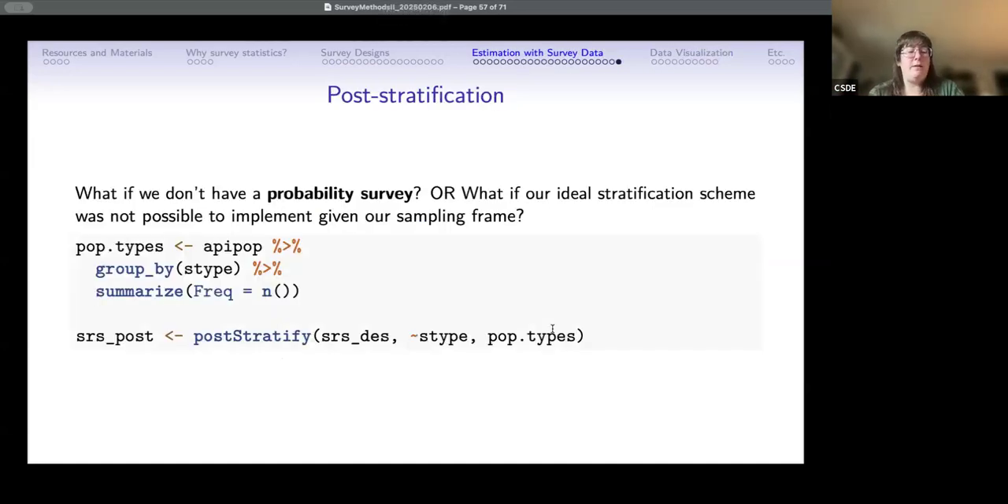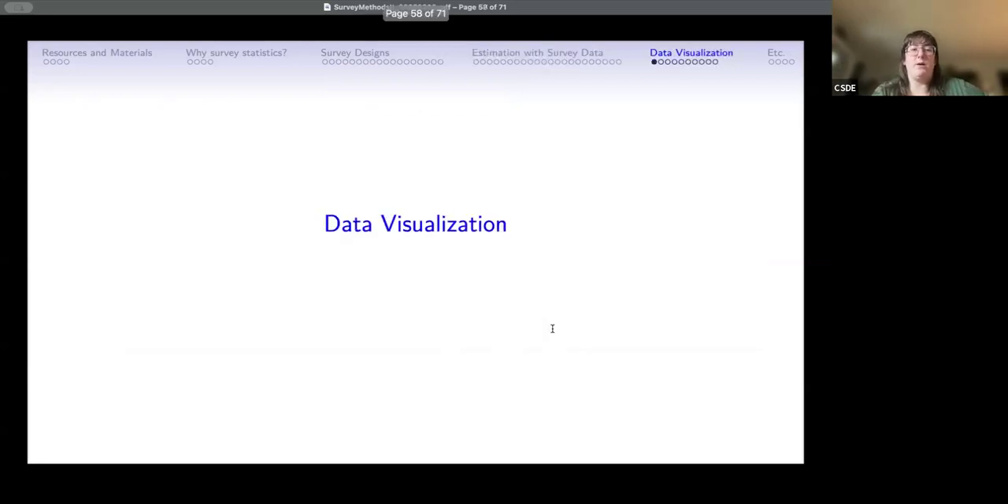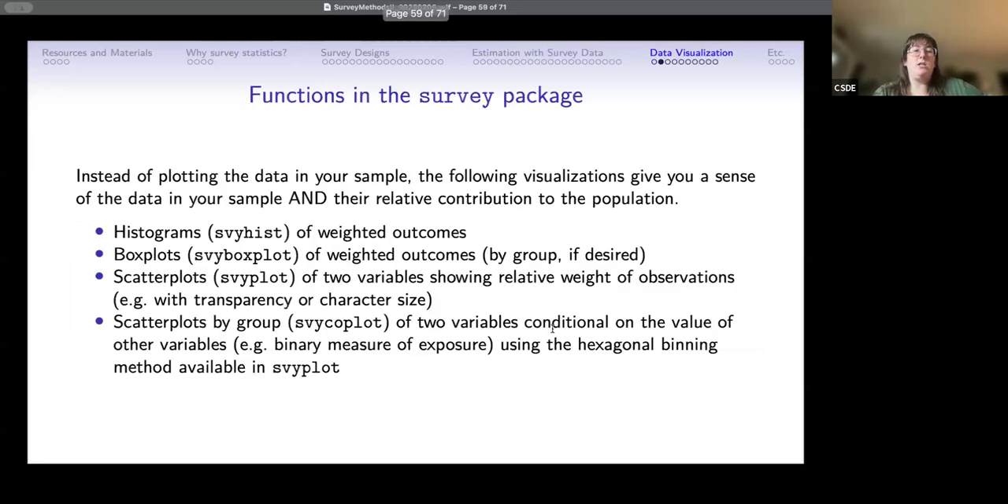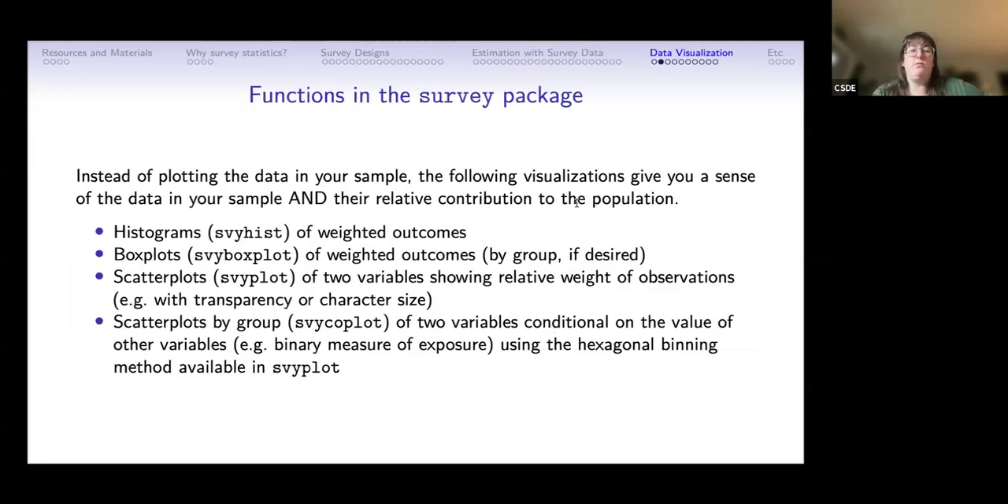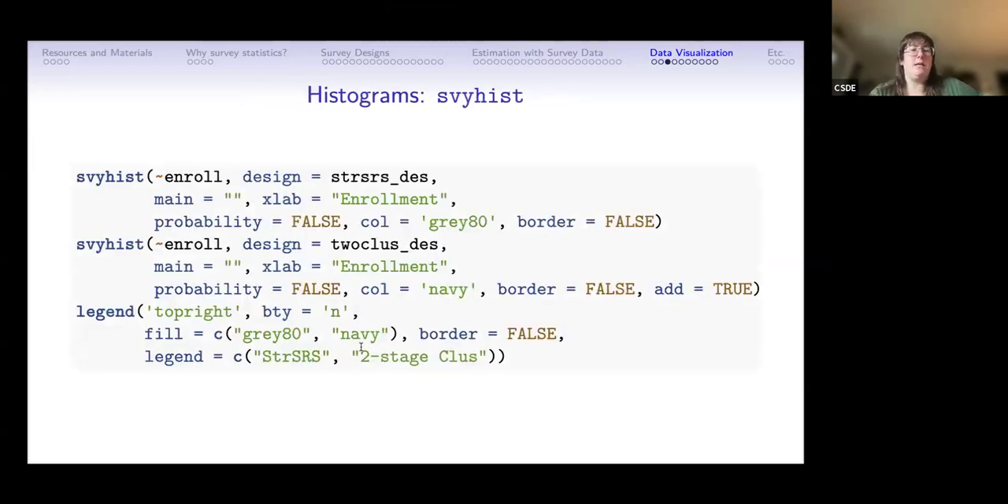So we're not going to talk more about that, but it's a really common thing that happens and that people ask in this workshop. If you want to talk more about post-stratification, perhaps we could set a meeting. But there are some ways of still being able to analyze data that come from surveys that are not probability surveys. In the survey package, there's also a handful of functions for visualizing your survey data that account for the survey design. There's an svyhist function, an svyboxplot function, a plot function, a conditional plot function, etc. So we're going to go through some of these examples.